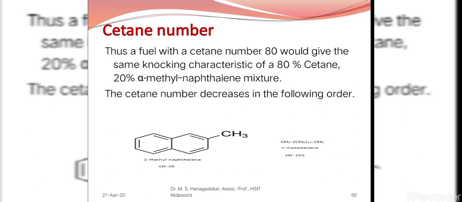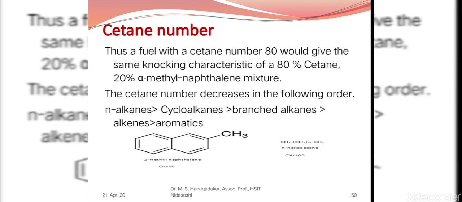The cetane number of the diesel oil decreases in the following order. The cetane value is more for the normal alkanes as compared to cycloalkanes. Branch alkanes are more as compared to alkenes and more for the aromatics. Okay. So here cetane number value decreases. Cetane value is more for the normal alkanes and is less for the cycloalkanes, less for the branched alkanes, less for the alkenes and very much less for the aromatics.